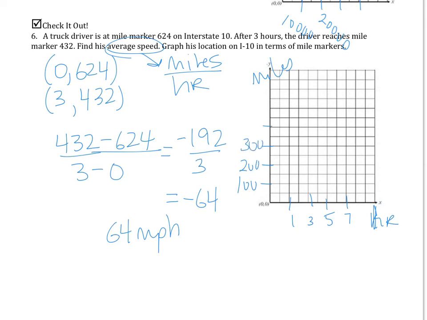Okay, so I have 0.624, and at 3 I'm at 432 to 400, 450, so it's right about there. Connect them. Looks like that.